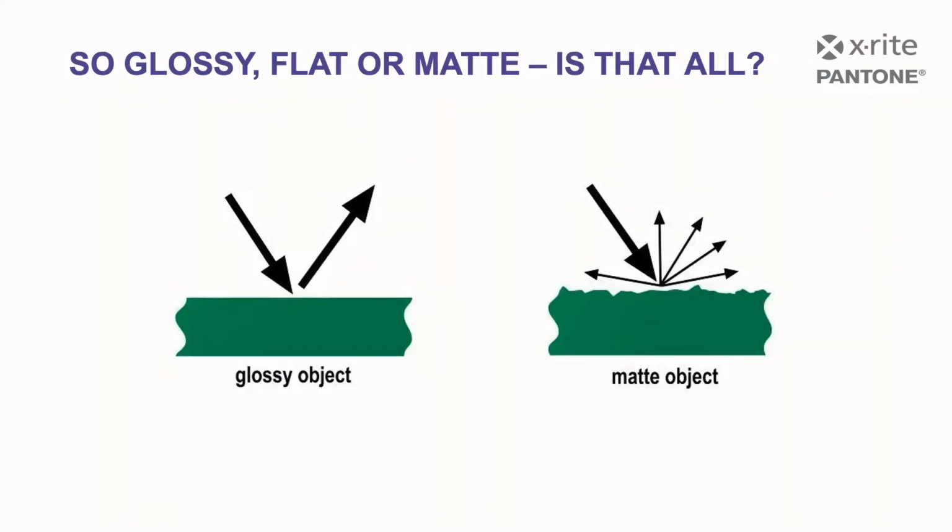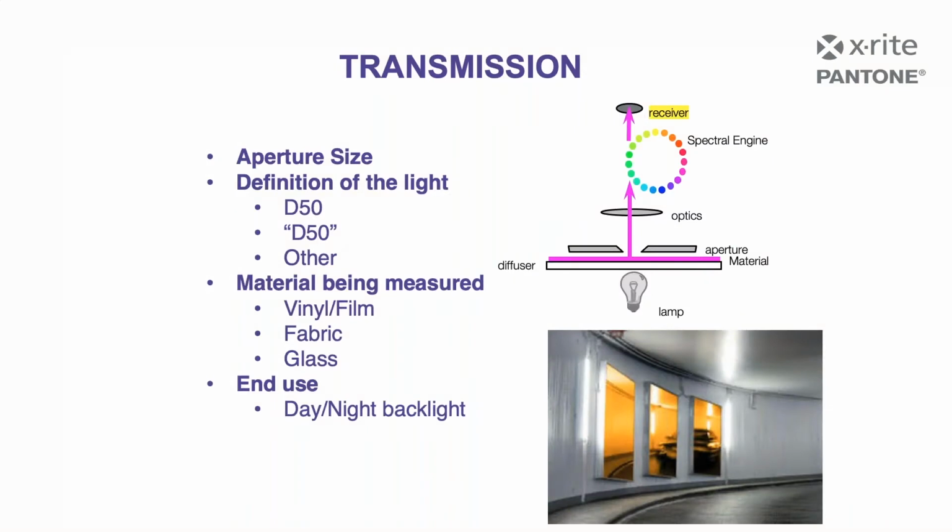So we've talked a little bit about glossy, a little bit about matte, but we can see that the reflection with glossy is pretty straightforward, and that tends to work well with 45/0. The matte object, not quite as well. That's why we've often used that sphere geometry, but we can see still, with a larger aperture and capturing that, we can do some good things, right? But is that all? And the answer, of course, is no.